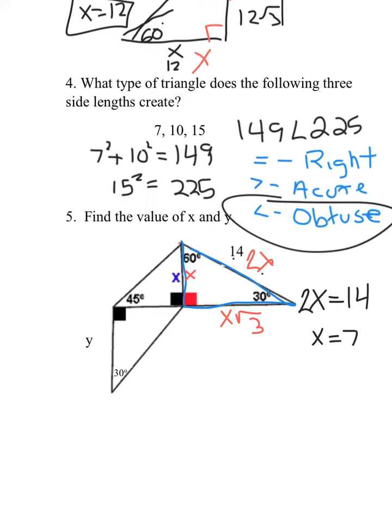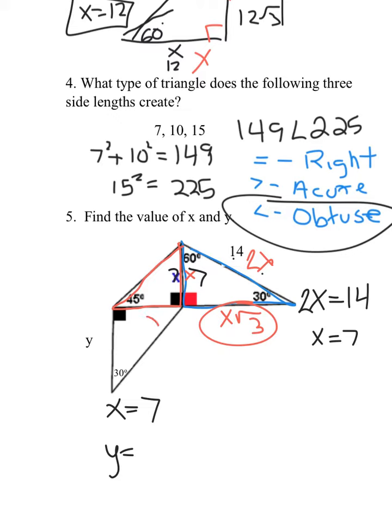X is 7. By the way, you're finding x and y, so you found the first number. Now, these two triangles are connected. It's also an x, so that's a 7. Now look, it's a 45, 45, 90. We're going to look at this triangle next. We didn't even need to find that side, by the way. No problem. It's not a part of what we need to find.